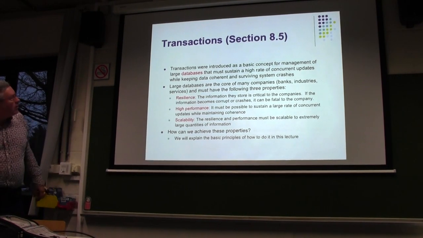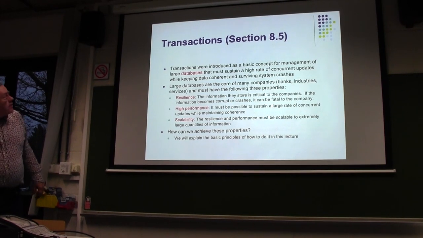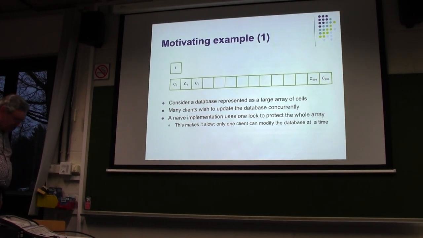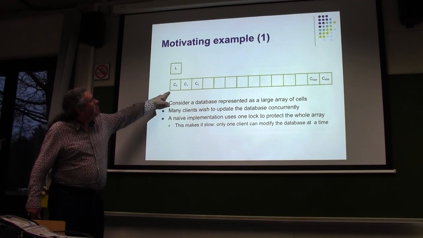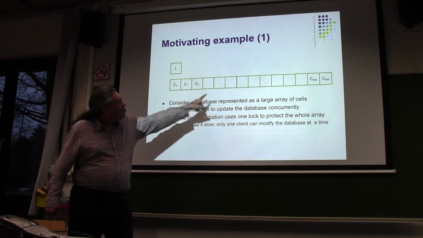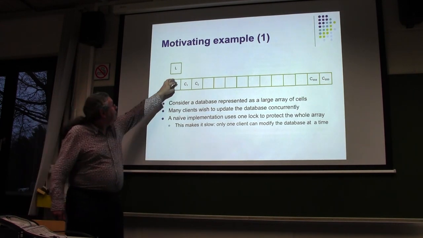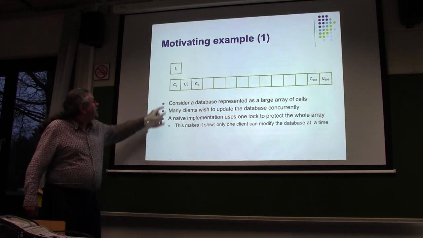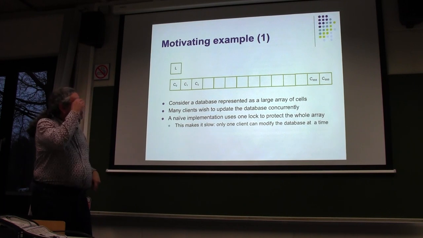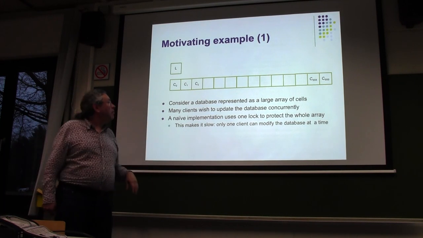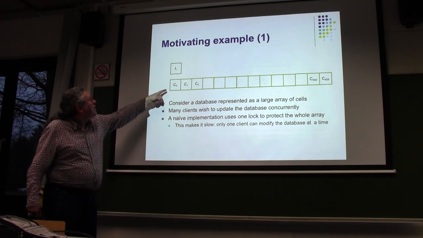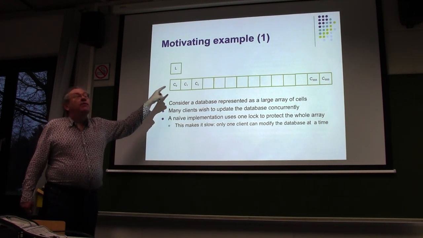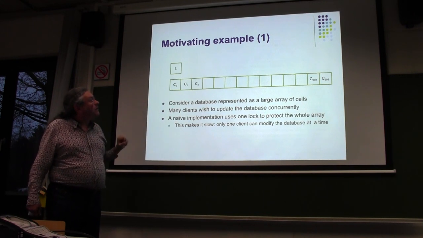So let me show you. Let me go back to this motivating example, to show you why you need transactions. Here's a database. It's a large array of cells, and you can update each of these. They could be bank accounts or something. Here there's 1,000, but there usually are millions, or even hundreds of millions in big databases. I want to update this, and I want to keep the data consistent.